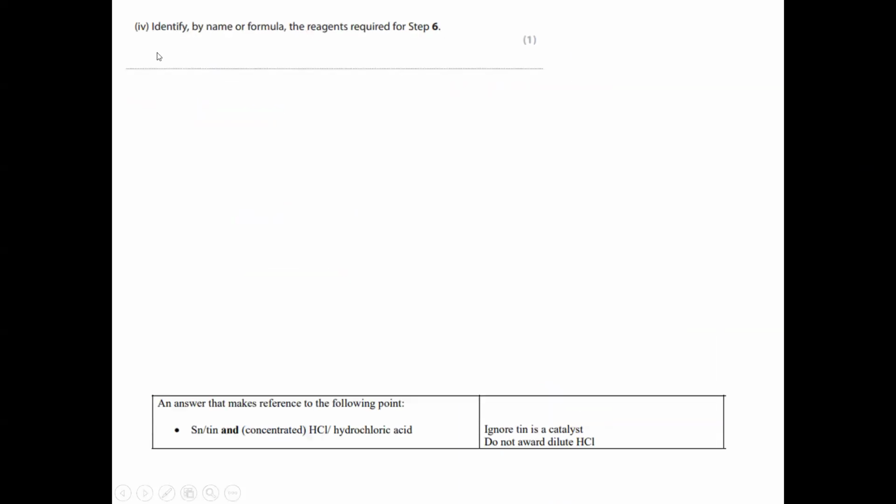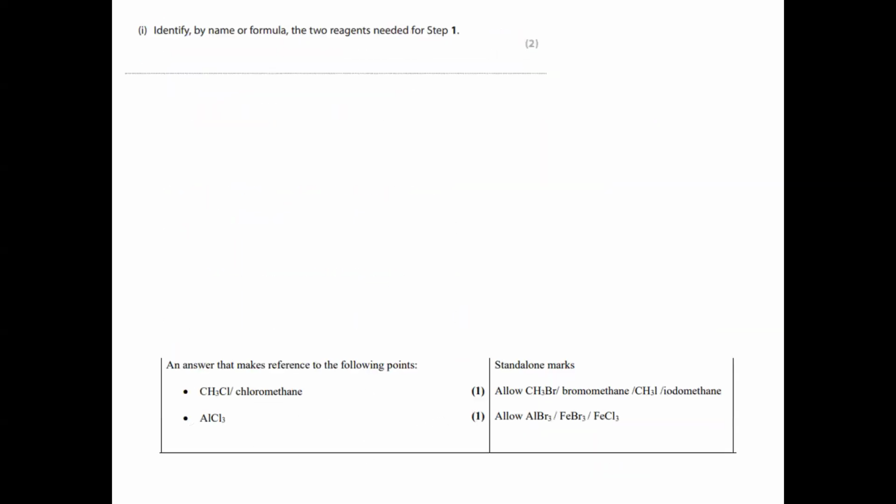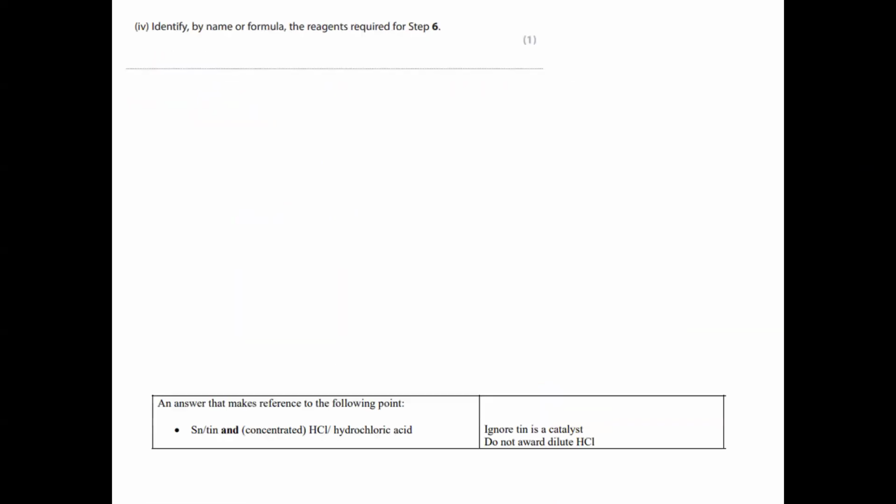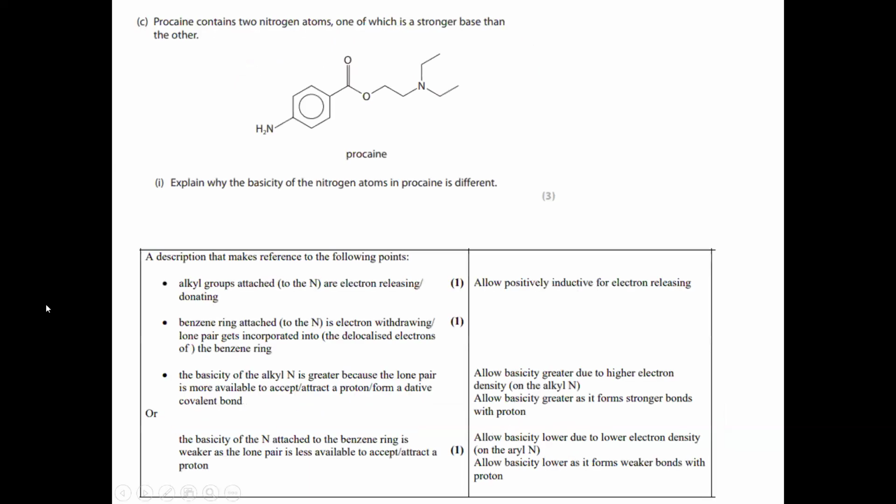Then if you go to part 4, identify by name or formula the reagent required for step 6. I think we discussed that one. Step 6 is this one, making NO2 into NH2: tin and concentrated HCl. Those are the two main reagents that we need for this last step of the reaction. So that's fine. Right.